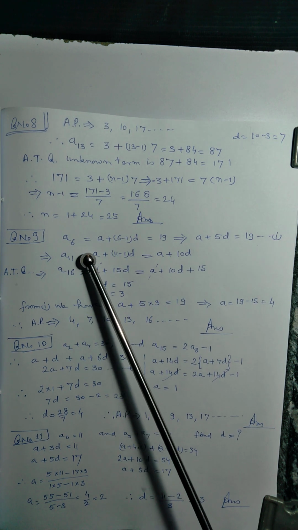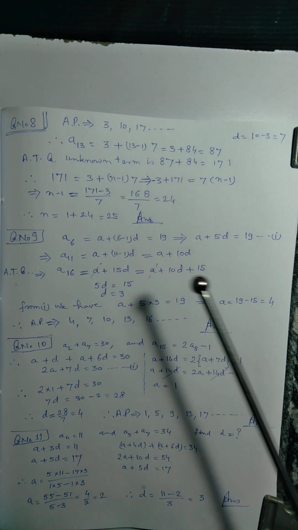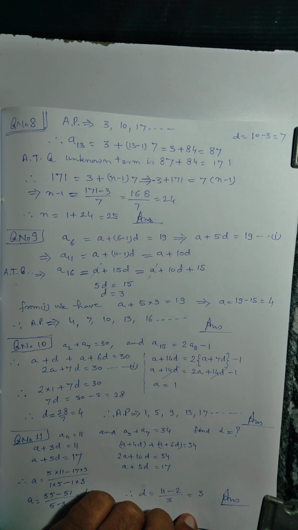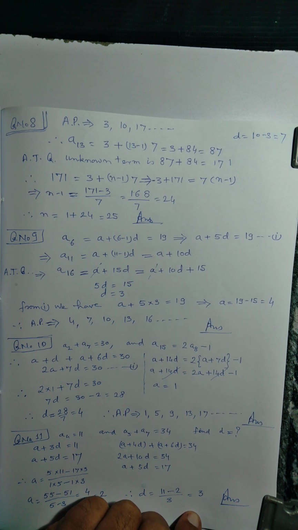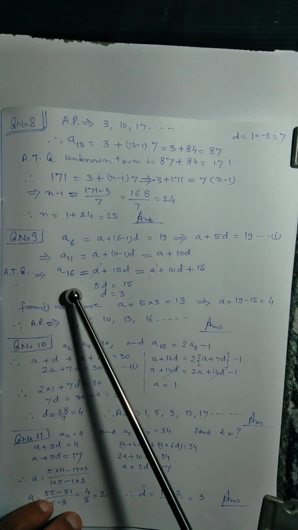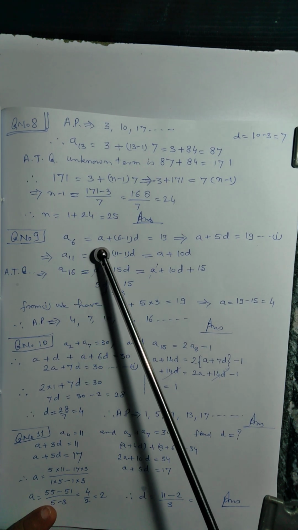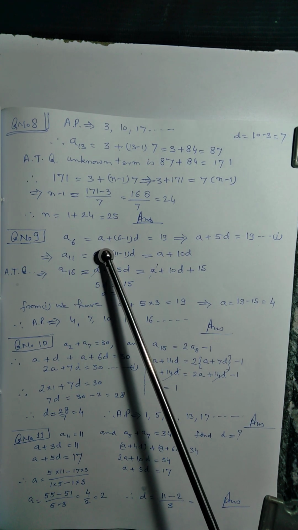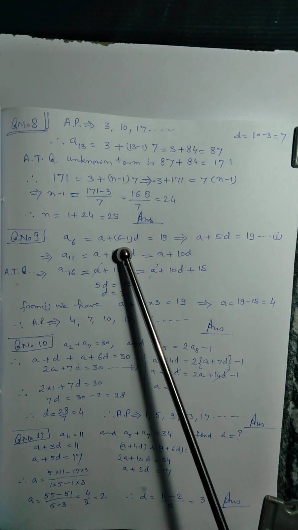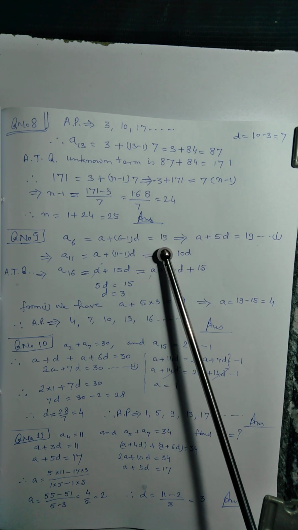Now proceed to question number 9. Question number 9 states: find the AP if the sixth term of the AP is 19 and the 16th term is 15 more than the 11th term. You see, A6 is given here: a plus (6 minus 1) into d, which is equal to 19.